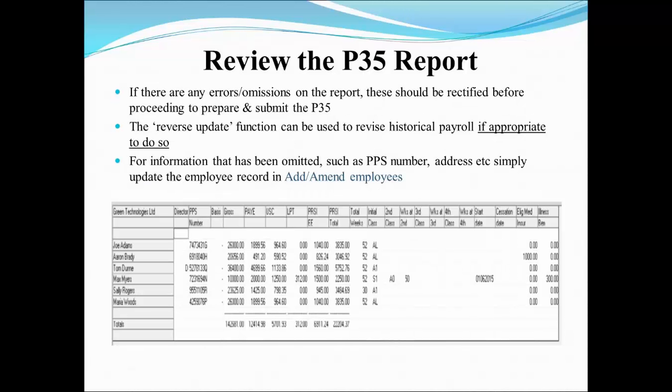If you do spot any errors or omissions on the report, they should be rectified before proceeding to prepare and submit your P35 to Revenue. The reverse update function can be used to revise historical payroll information if it is appropriate to do so. For information that has been omitted, such as a PPS number or address, you would simply update the record and add and amend employees.